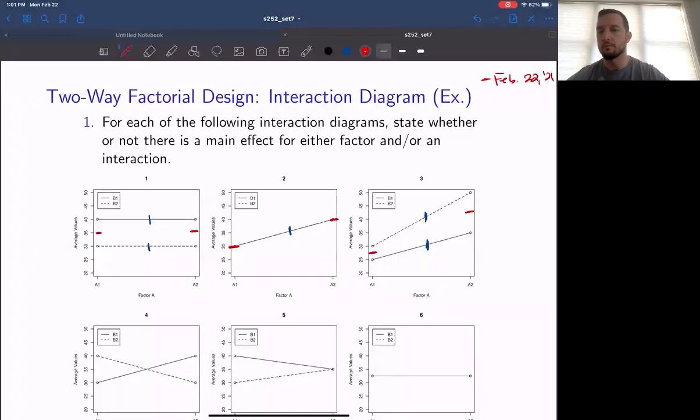All right, so we have a couple of things coming up. We have our second quiz on Monday, that's going to be March 1. Quiz 2 is going to be on ANOVA and completely randomized block designs.